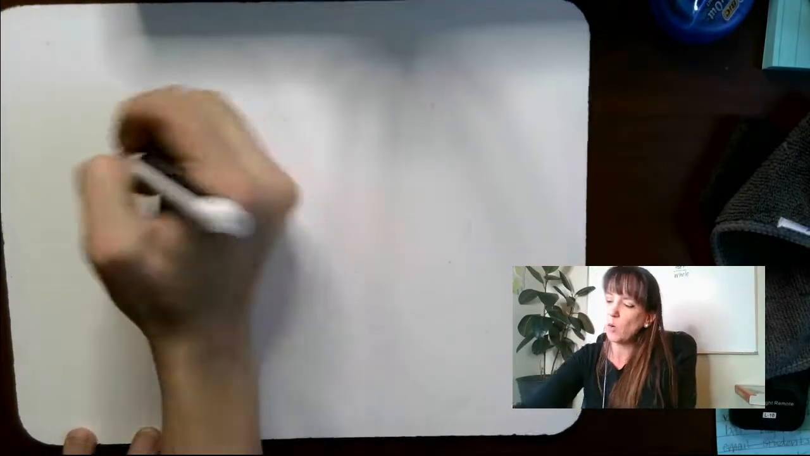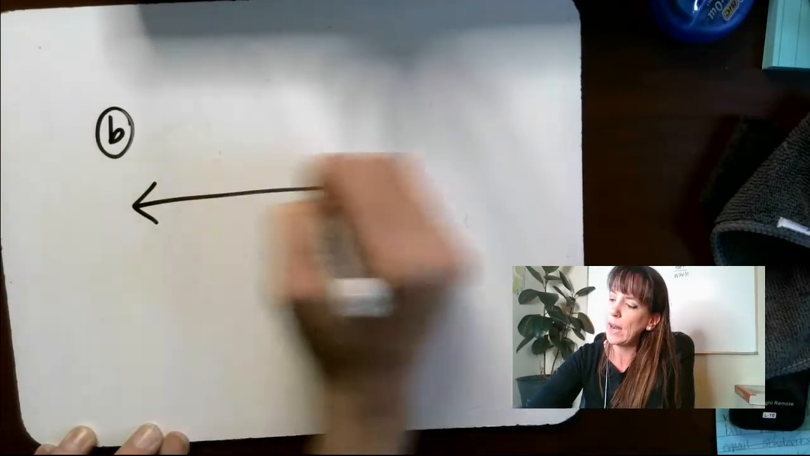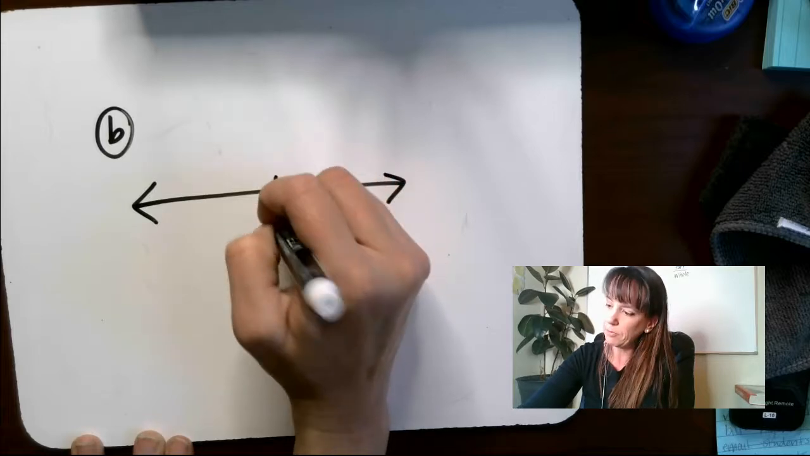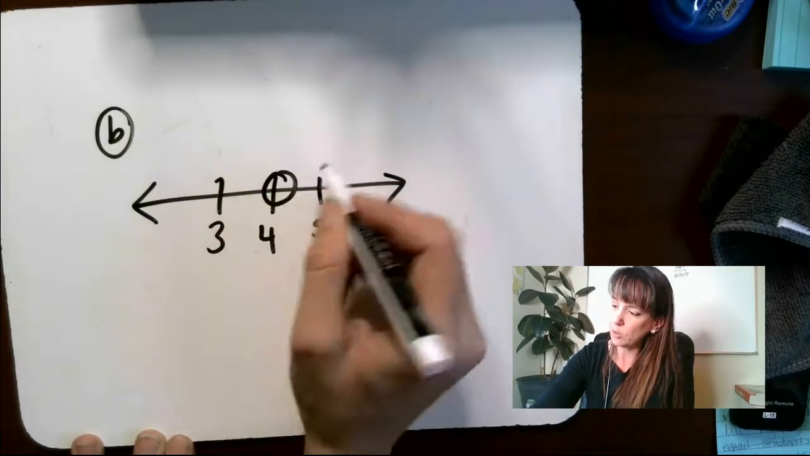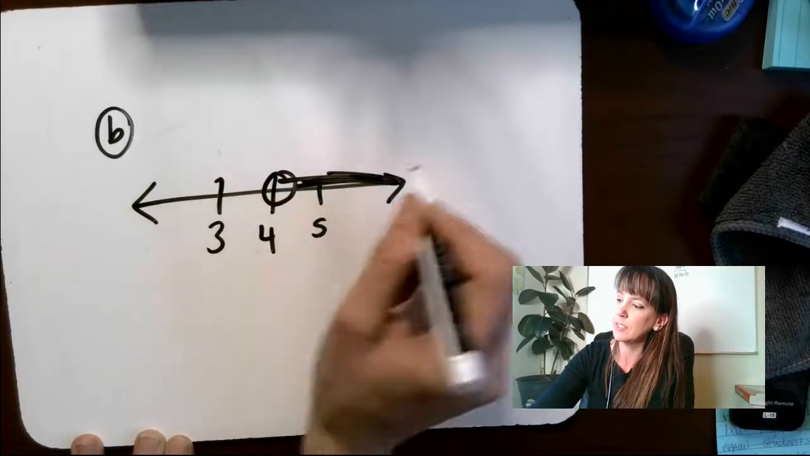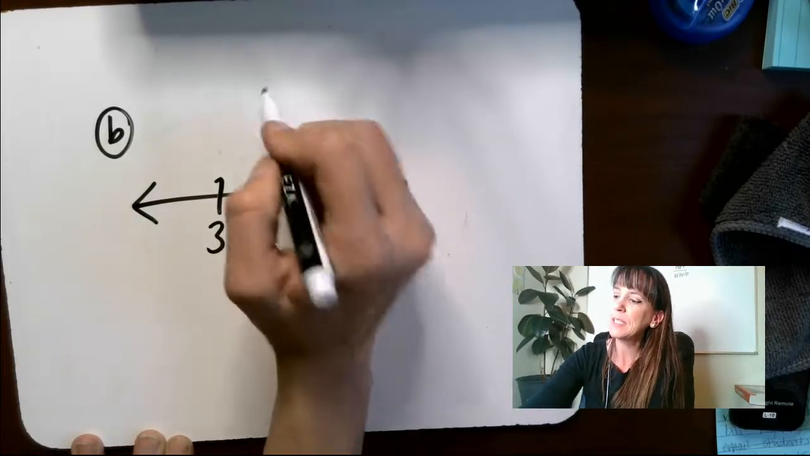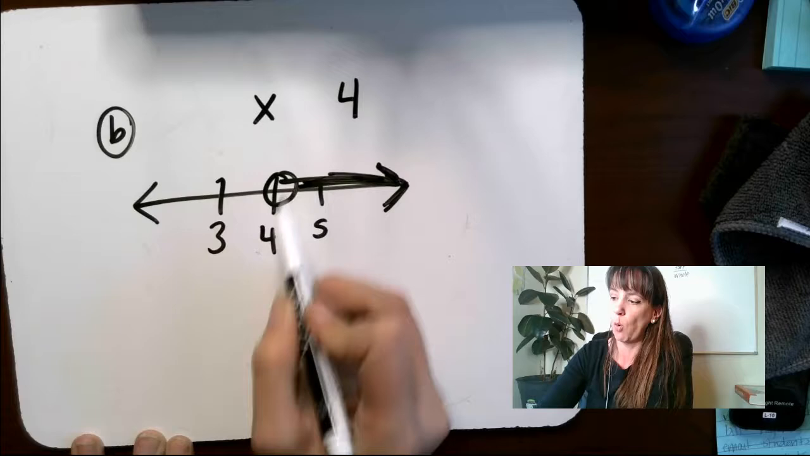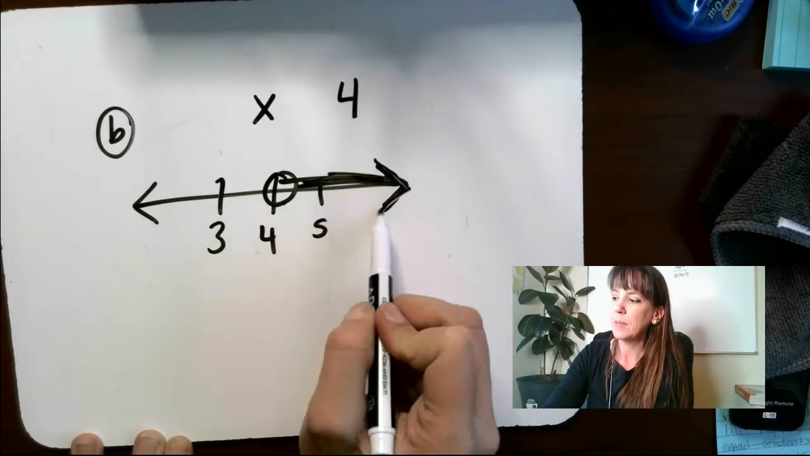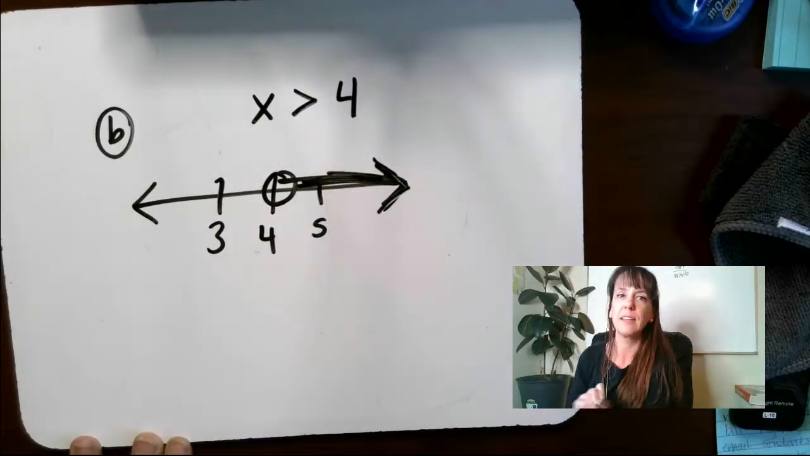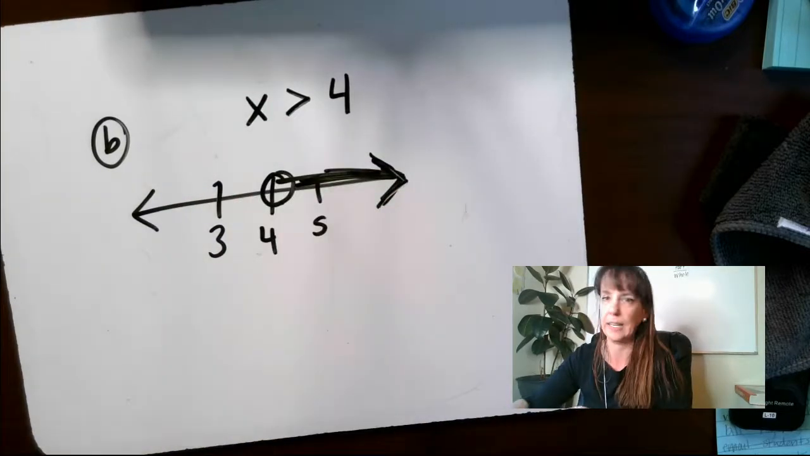For B, it says write an inequality that describes this graph. It looks like this. We have a 4, 5, 3. It is an open circle, and it's shading in this direction. That means it's going to be X, and we know it's going to be 4, right? It's not going to be an equals to because it's an open circle. It's going to be this arrow, so it's going to look like that. X is greater than 4 because that doesn't look like an L.